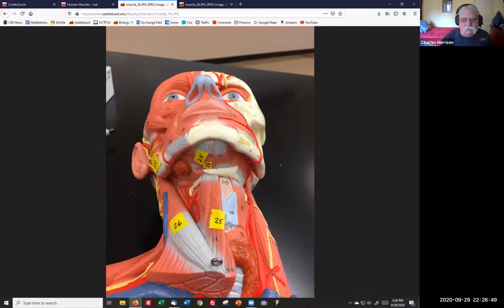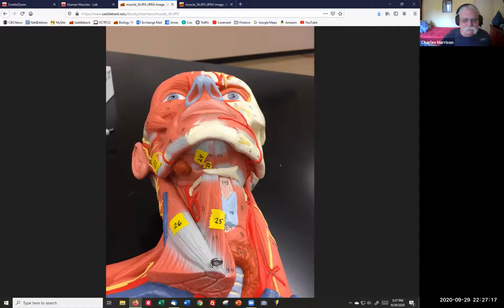This one here is the sternohyoideus. It runs from the sternum to the hyoid bone. So some of the muscles are easy to remember because of their name. They just tell you where they are. Others are easy to remember because they tell you what they do. And others aren't easy to remember at all.